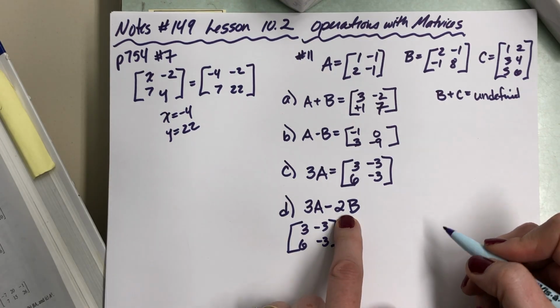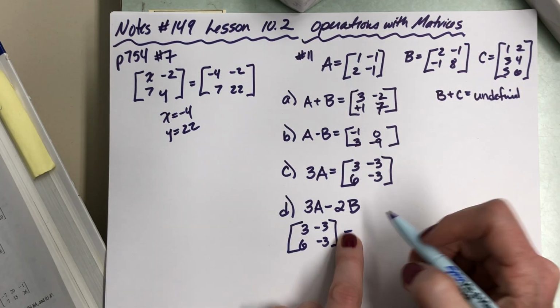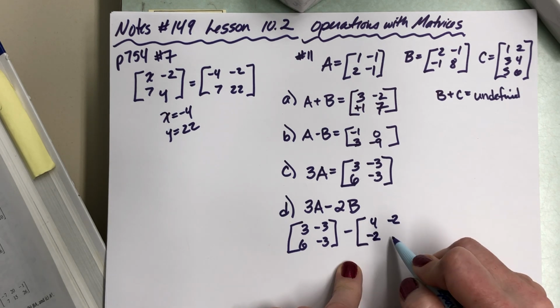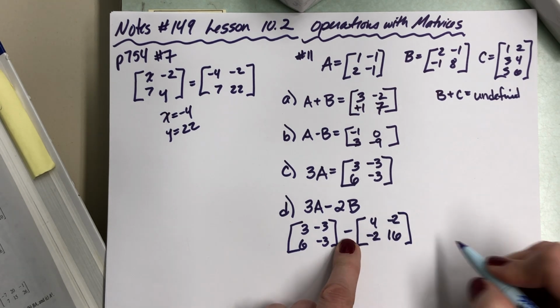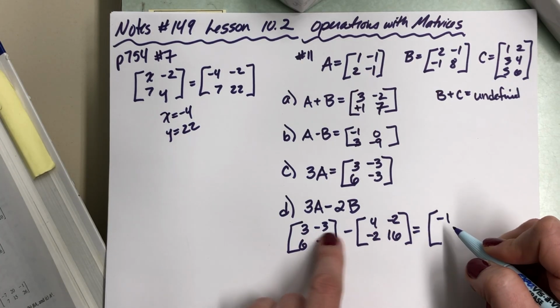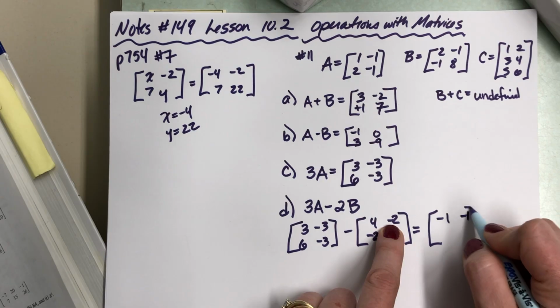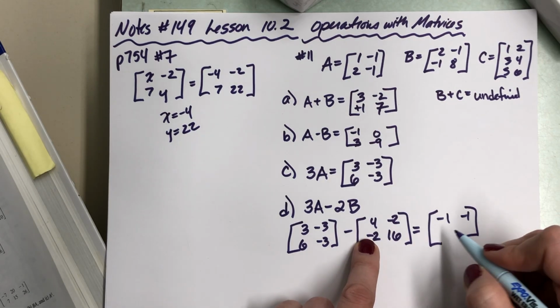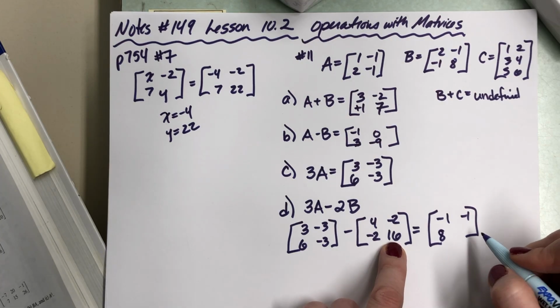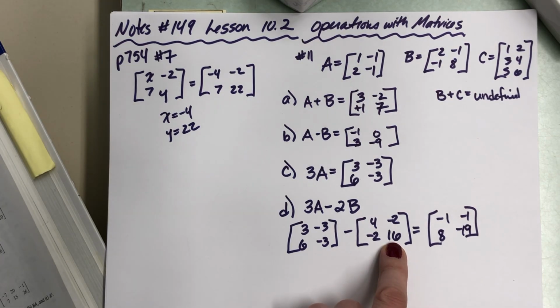And then I've got to figure out 2 times B. So all the entries here in matrix B, I'm going to go ahead and double. So 4, -2, -2, and 16. My last step is to subtract. So 3 minus 4 gives me -1. -3 minus -2 is -1. 6 minus a -2 is 8. And -3 minus 16 is -19. Okay? So that's adding and subtracting. Really exciting stuff. Enjoy.